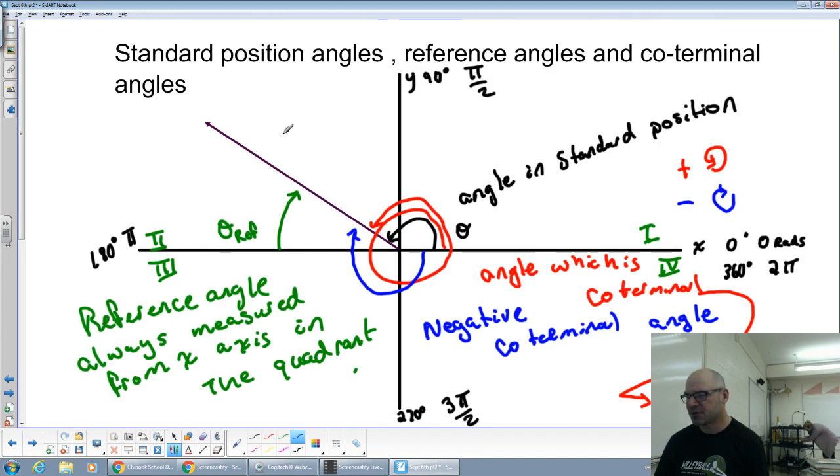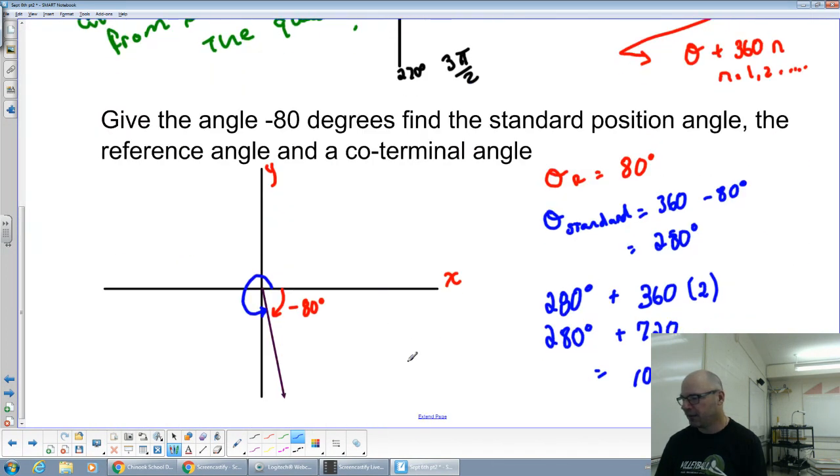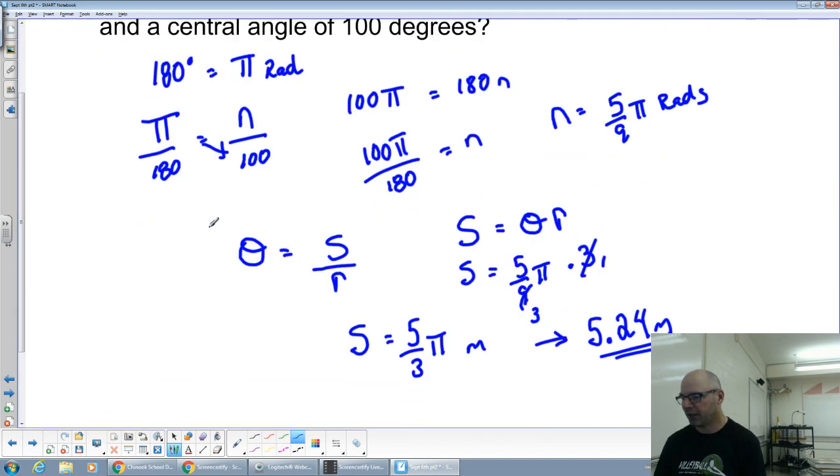Okay, next thing is standard position reference and coterminal angles. The quadrants 1, 2, 3, and 4, and the terminal areas of 0 degrees, 90 degrees, 180, and 270, which also can be 0, pi over 2, pi, 3 pi over 2, and 2 pi. And looking at an example like that. And finally, what we did was an arc length one. Okay, we did an arc length.